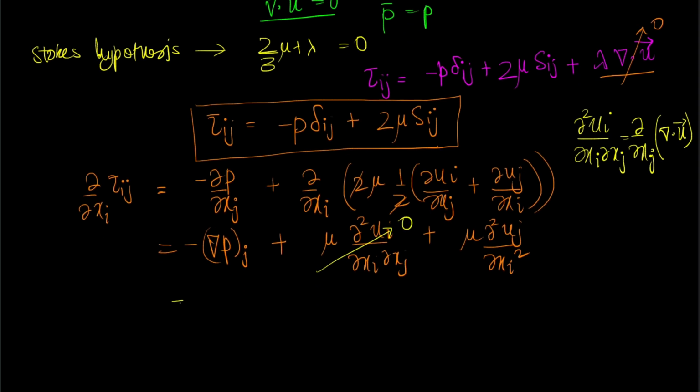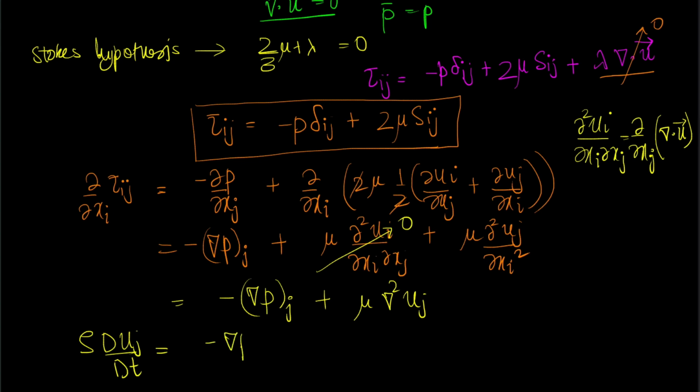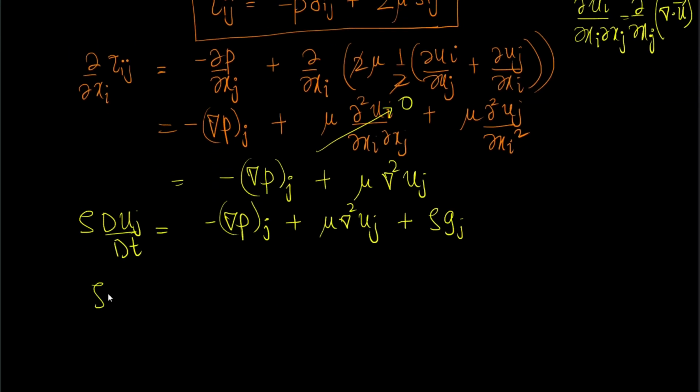So the divergence of the stress gives us the gradient of pressure, its j component, plus mu Laplacian of the j component of velocity. Essentially, rho d uj dt is equal to minus gradient of p, its j component, plus mu Laplacian of the j component of velocity plus rho gj. In a vector form, this may be written as rho du dt is equal to minus gradient of pressure plus mu Laplacian of u plus rho g vector.